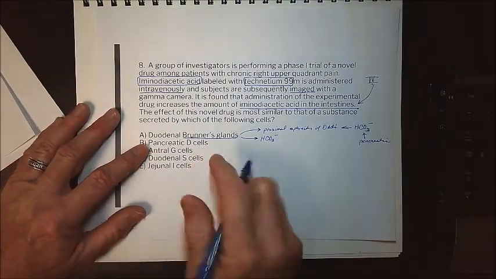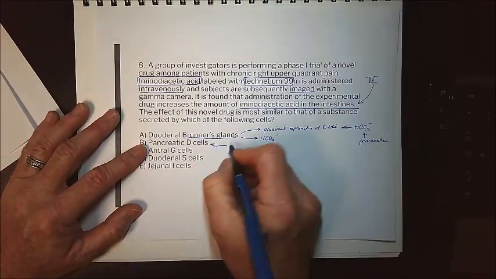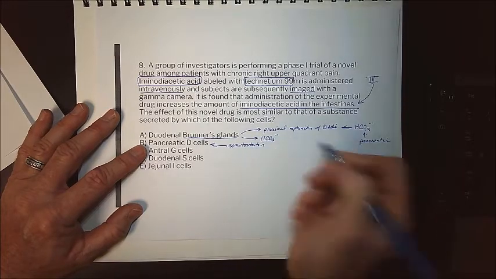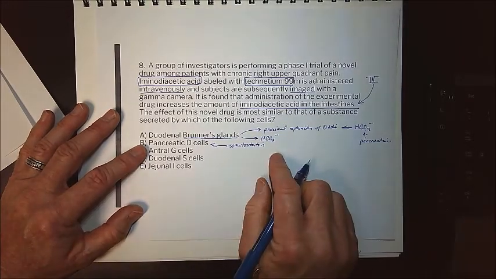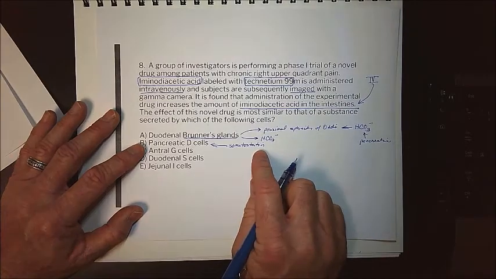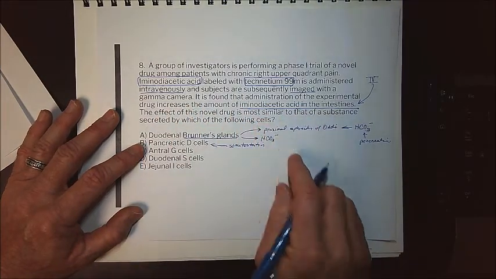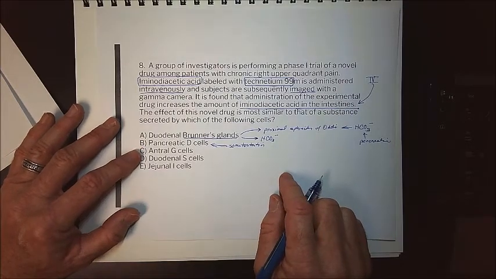Pancreatic D cells. Remember, D cells are somatostatin. So somatostatin is the brake. Unlikely, this is the big brake, so this is unlikely going to be moving something through. It's usually going to be slowing something or stopping something.